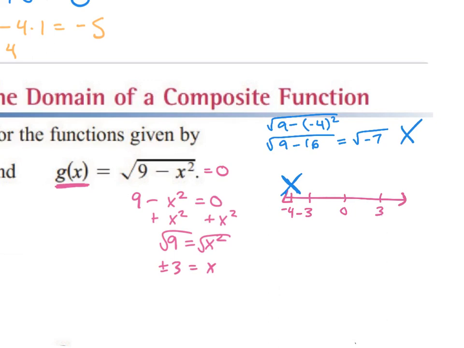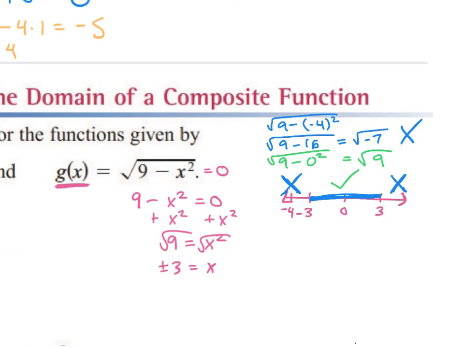Next, we need to check a number inside. So what's a number inside that we can plug in between negative 3 and 3? 2. Why don't we pick 0, since that's going to be the easiest. Yeah, 0. So let's plug in 0. So we have 9 minus 0 squared, which is just the square root of 9. This is positive, so this works. And then if we plugged in 4, we would get a negative number, so outside doesn't work. So our domain for our g of x function is going to be from negative 3 to positive 3.